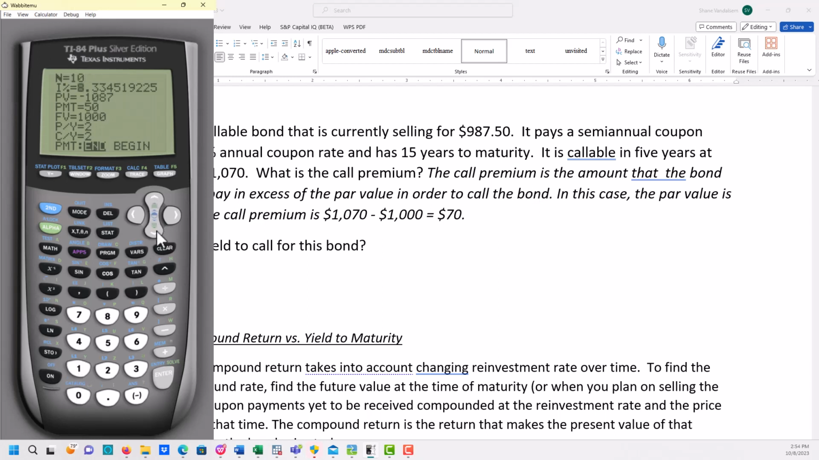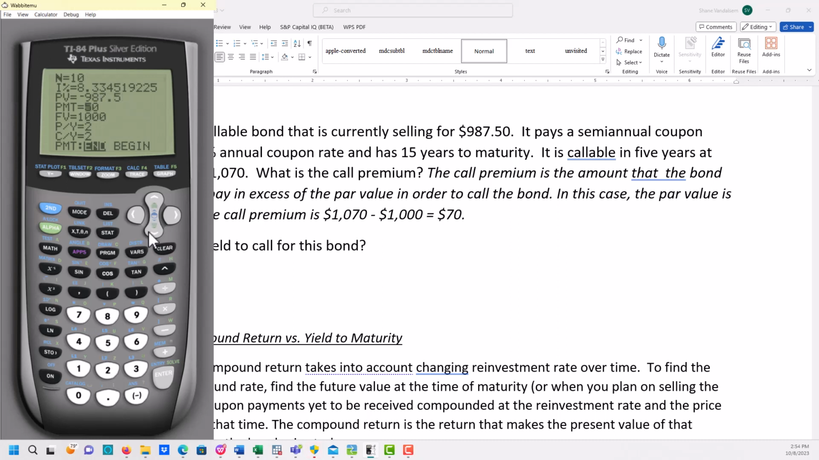My interest rate's what I'm looking for. My present value is what I'm paying for the bond today. It's not $1,000. It's $987.50. So again, I'm going to press my negative sign here, negative $987.50.